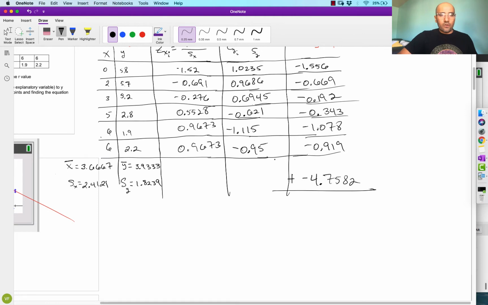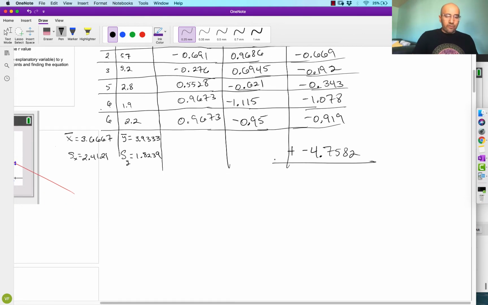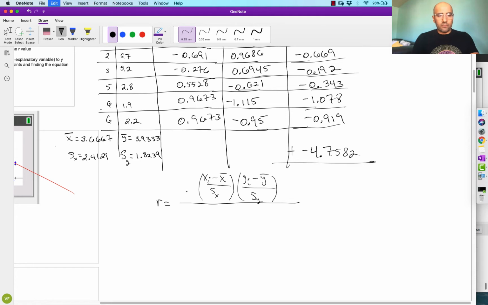So now we can go back to our formula. Remember the formula for R is equal to this giant fraction where we have x sub i minus x bar divided by s sub x, times y sub i minus y bar over s sub y, and then we want to sum all those up and then divide by n minus 1. Okay? All right, well, we calculated all of these.